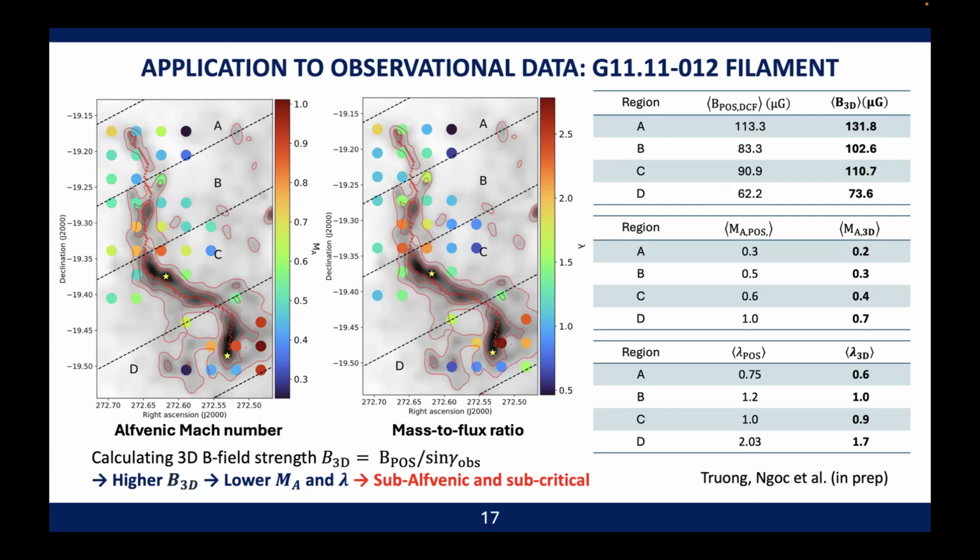From the 3D magnetic field strength, I use that to calculate the energy balance between the magnetic field and turbulence, described by the average Mach number, and also the magnetic field and gravity, described by the mass-to-flux ratio. Since the 3D magnetic field strength is much higher compared to the 2D value, we can see a lower average Mach number and also a lower mass-to-flux ratio. This leads to the conclusion that for this filament, the effect of the 3D magnetic field is dominant, which is sub-Alfvénic and also subcritical, and going to the denser environment, it becomes more transcritical.